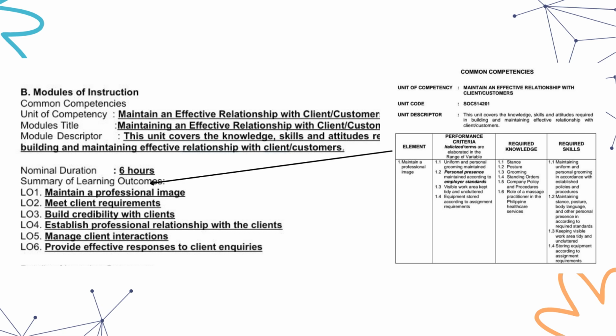Next is the summary of learning outcomes, which nakuha namin siya sa elements of the TR. So the elements of competency as basis of learning outcomes. The elements of competency describe the key tasks or major components of a competency. These elements were used as the basis for our learning outcomes, meaning that each learning outcome directly reflects what the learner should be able to do after completing the lesson.